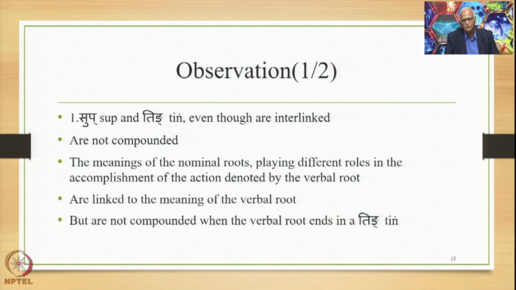For example, Pitambara is playing the role of karta, Kashi the role of karma, Ratha the role of karana, Pujana the role of sampradana, Prayaga the role of apadana, and Kartika Masa the role of adhikarana in the accomplishment of the action of going denoted by the verbal root. So these are different roles in the accomplishment of the action denoted by the verbal root, indicated by the respective vibhaktis. Now, these meanings are linked to the meaning of the verbal root but are not compounded when the verbal root ends in a ting.